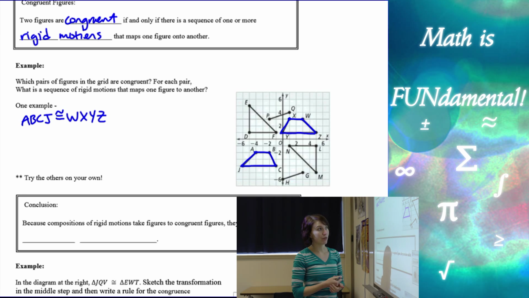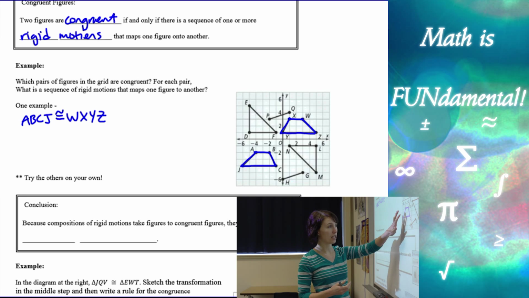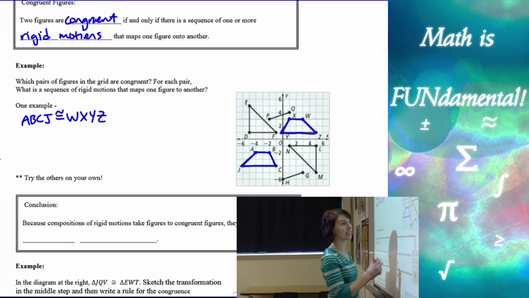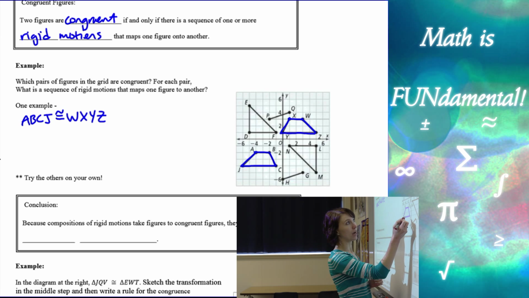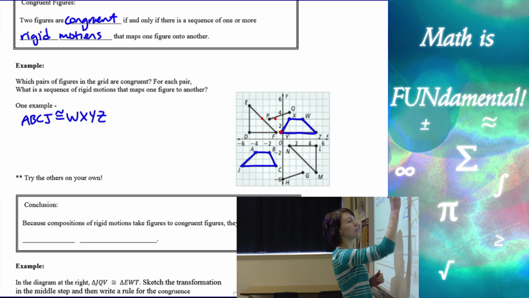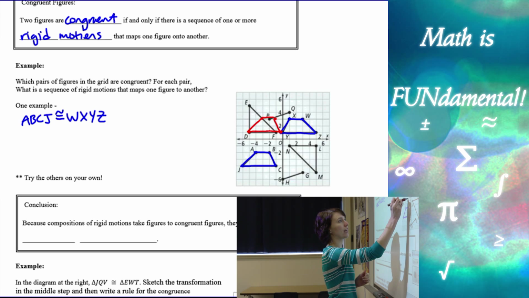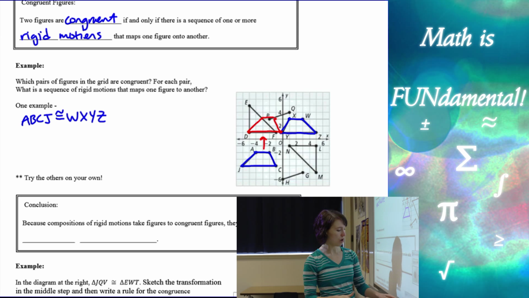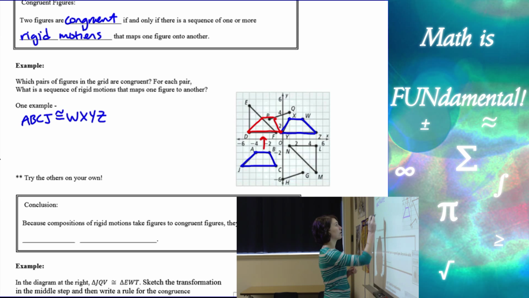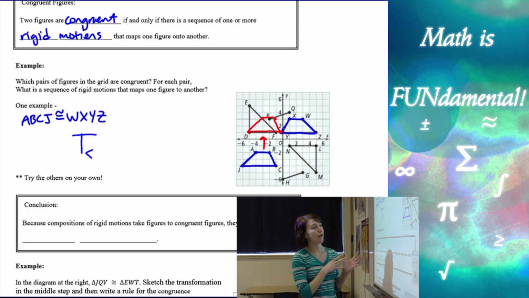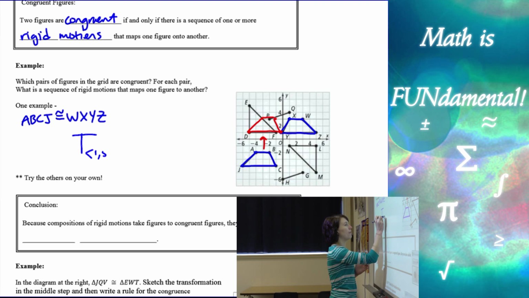So what I'm going to do is take ABCJ and translate it over 1 to the right and up 5 so that it ends up like this. If I draw my middle step, that's what that's going to look like. I'm going to translate it over and up there. So that would look like this, big T, and then we've got our little arrow brackets, and I went over 1 to the right and up 5.